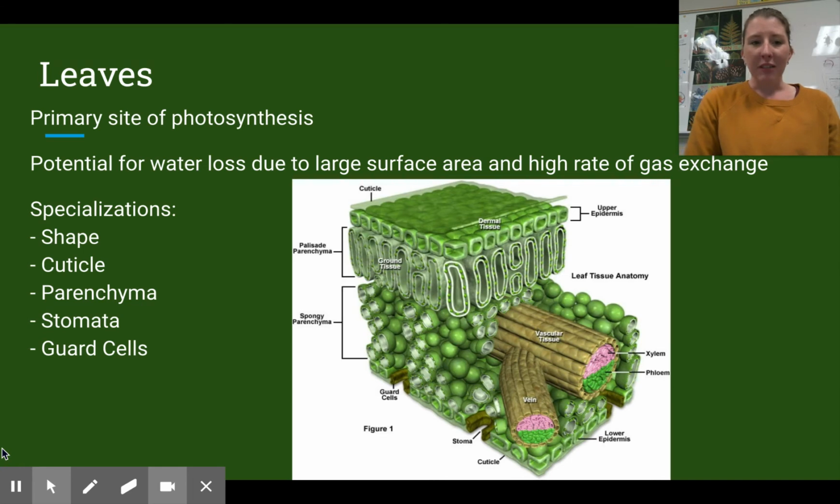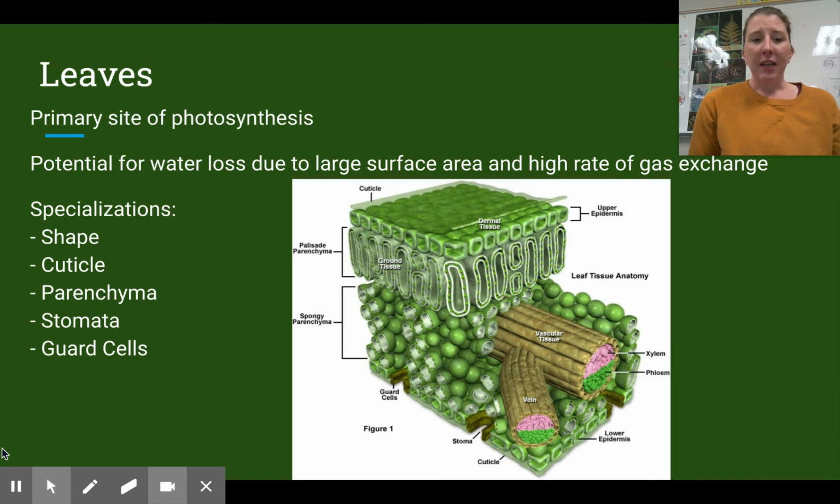And we'll talk about some leaves. So leaves are the primary site of photosynthesis. And although we're talking about gymnosperms right now, and these needles indeed are their leaves, these structures are true for all vascular plants: ferns, gymnosperms, and angiosperms.